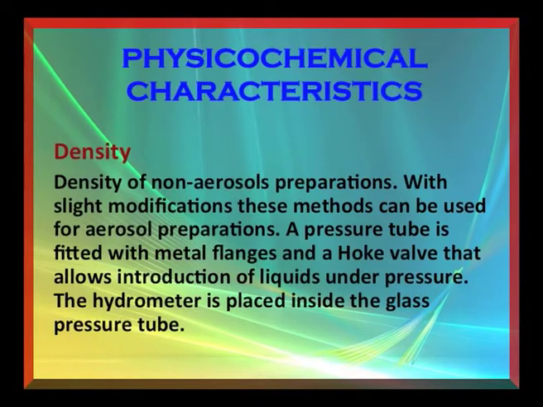A pressure tube is fitted with a metal flange and a hook valve that allow introduction of liquids under pressure. The hydrometer is placed inside the glass pressure tube. Adequate sample is placed through the valve to cause the hydrometer to rise halfway up the length of the tube, and directly density can be read.